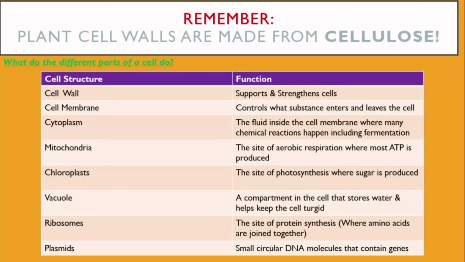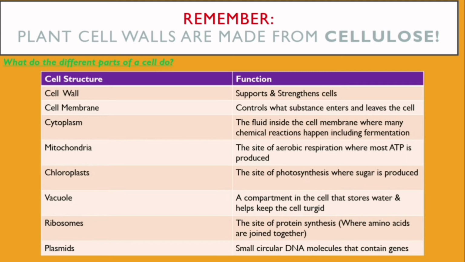You need to remember that plant cell walls are made from cellulose. But what do these different parts of the cell do? A cell wall supports and strengthens the cells. The cell membrane controls what substances enter and leave the cell. The cytoplasm is the fluid inside the cell membrane where many chemical reactions happen, including fermentation. The mitochondria is the site of aerobic respiration where most ATP is produced. The chloroplast is the site of photosynthesis where sugar is produced.